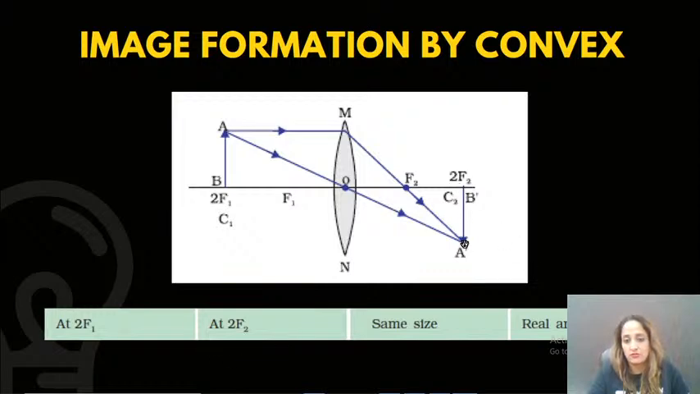You see 2F2. So this is what you need to draw when you get this question in your exam. And there is definitely a question from this chapter like where the image is formed if the object is placed at, let's say, F1 or beyond F1 or from infinity. So you have to memorize that table that I showed you.